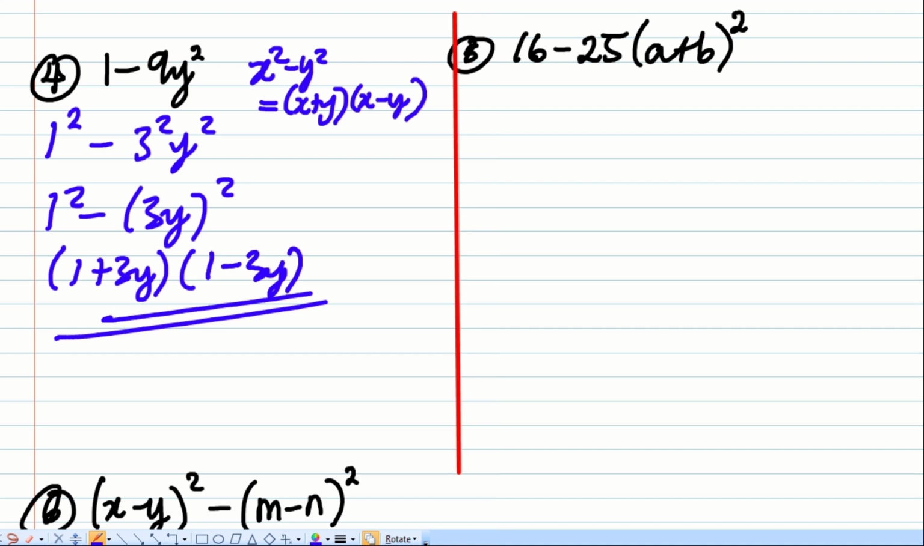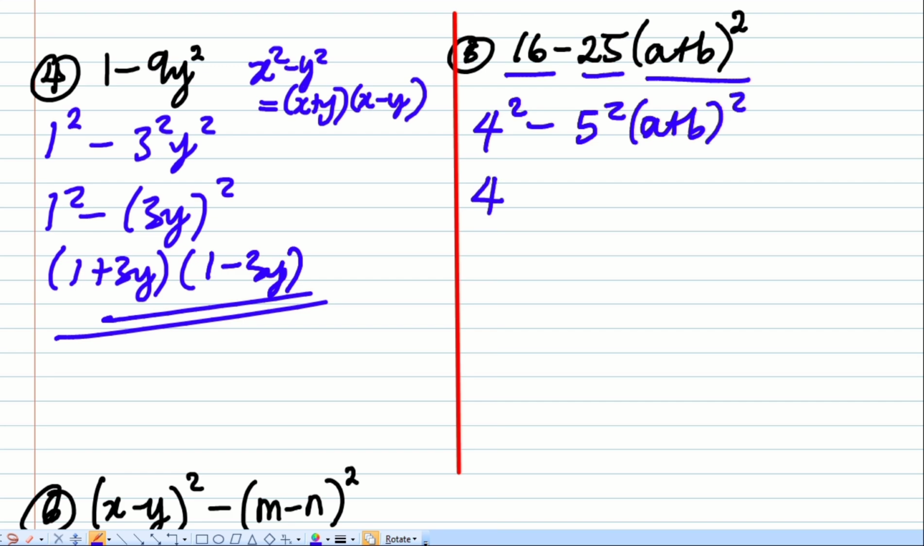Now the next question, you see that this is also looking like a difference of square because we have a square here. 25 is the same as 5 squared and 16 is 4 squared. So let's just write everything. So we have 4 squared minus 5 squared times a plus b squared. Now remember, I'm multiplying, you can distribute. So let's just rewrite that as a whole. That is 5 squared minus, let's just put all of them in the brackets, 5 times a plus b, all squared. So that's what we have.